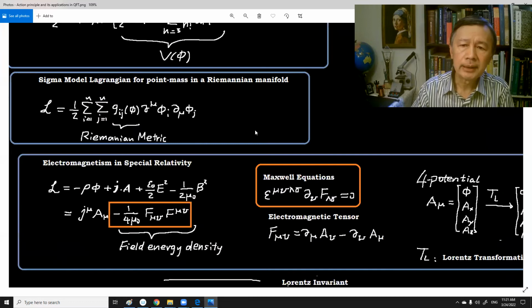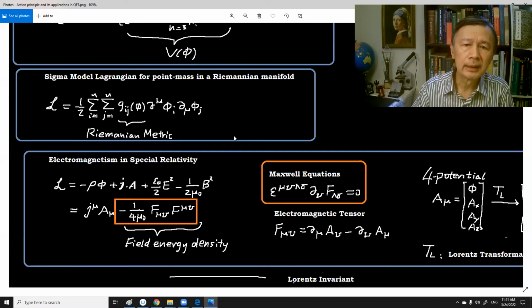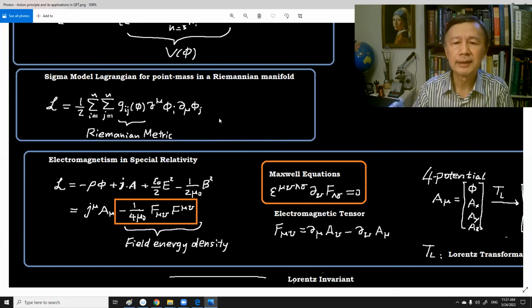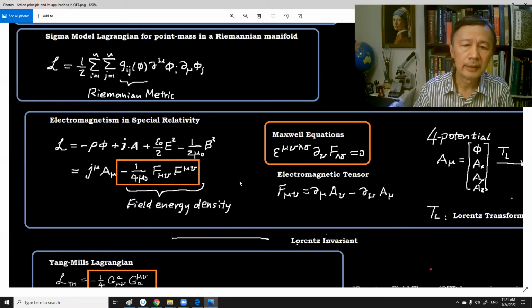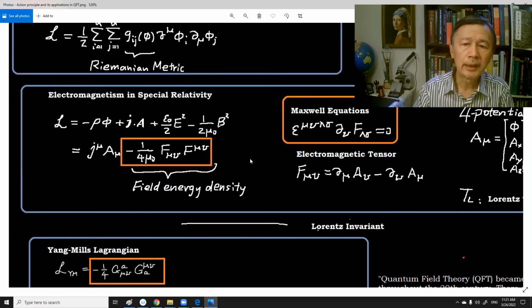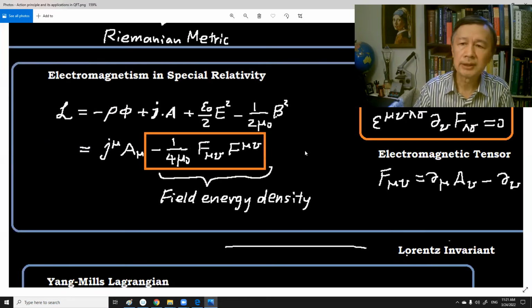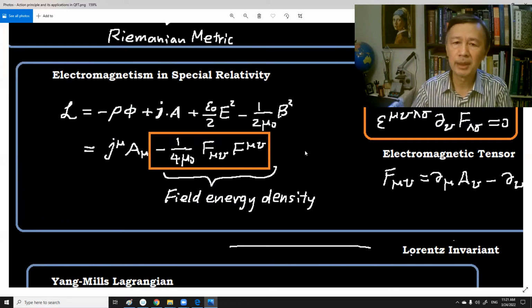There is another one, the Lagrangian for a point mass in a Riemann manifold. That is general relativity. We're talking about the Lagrangian in general relativity as well. And okay, let's continue our discussion and give some more information about the electromagnetic field.